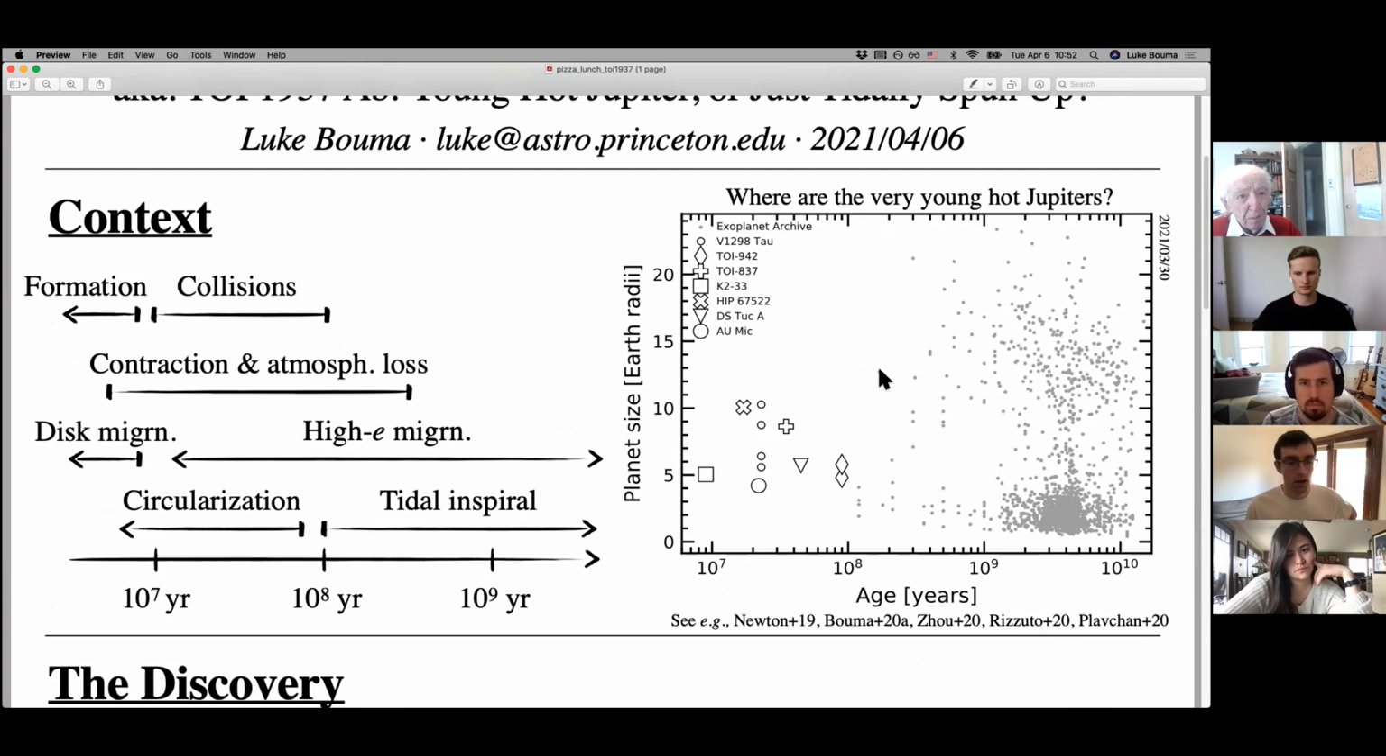Qatar-4, which is this point here, I see Dave is on the call, is probably not this young. This age is based on a gyrochronology measurement, and gyrochronology age measurements for hot Jupiter systems are a little bit questionable, because the star and the planet are thought to tidally interact, which can spin up the star. That can produce an anomalously young age. I think the youngest hot Jupiter that I'm 100% sure exists right now is KELT-9, a hot Jupiter around an A star. The star's age is known because it's close to the main sequence, and it should evolve quickly, but it hasn't.